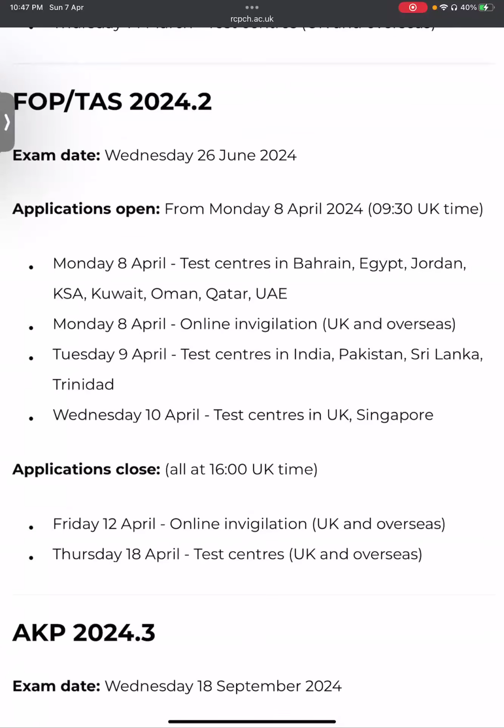And then Wednesday, 10th April is for test centers in the UK and Singapore. See, 10th April is for UK and Singapore test centers, not online invigilation. But basically throughout all this time, online invigilation is usually open. I cannot say what is happening this time, but usually it's open.